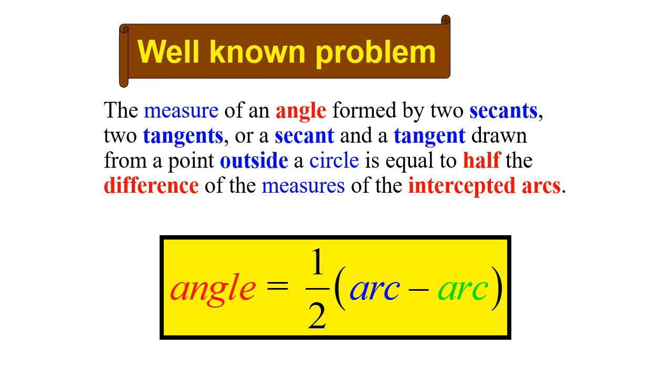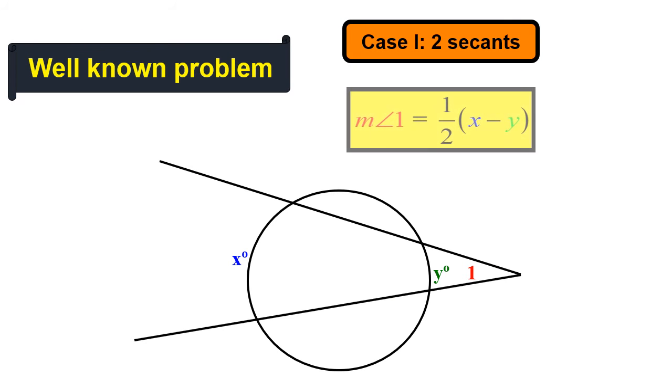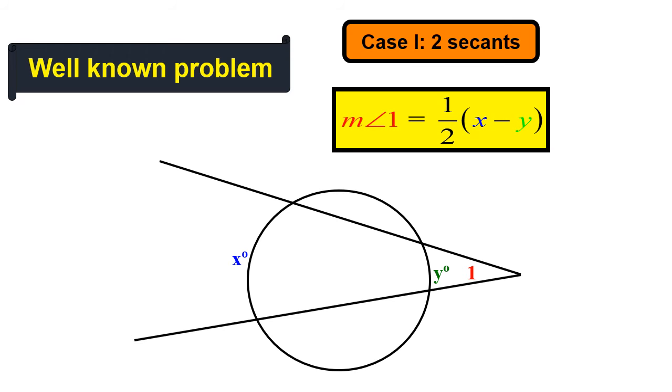The measure of an angle formed by two secants, two tangents, or a secant and a tangent drawn from a point outside a circle is equal to half the difference of the measures of the intercepted arcs. Like this example, the exterior angle here will be 1, so it will be half the measure of X, the major arc, minus the minor arc Y.